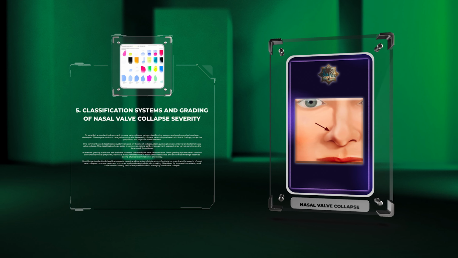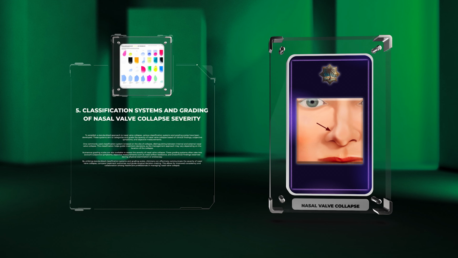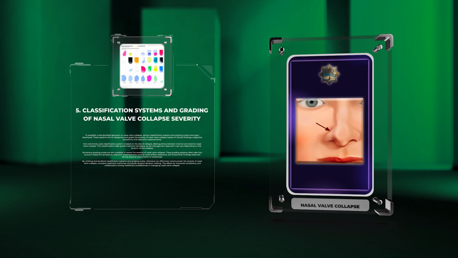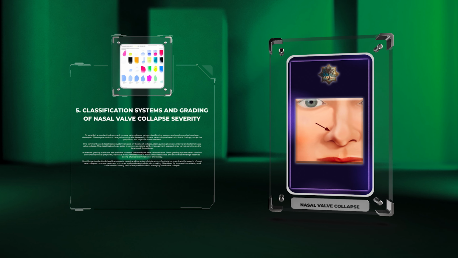This classification helps guide treatment decisions, as the management approach may vary depending on the location of the collapse. Numerous grading scales are also available to assess the severity of nasal valve collapse. These grading systems often take into account subjective symptoms, objective measurements such as nasal airflow resistance, and anatomical findings observed during physical examination or endoscopy.